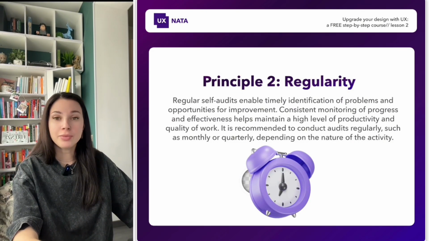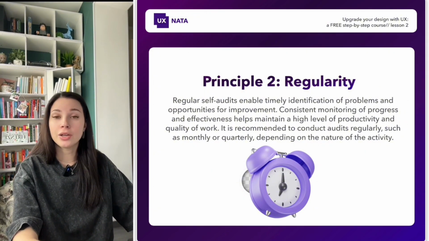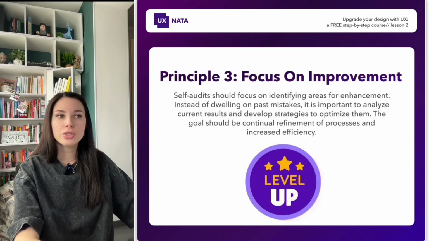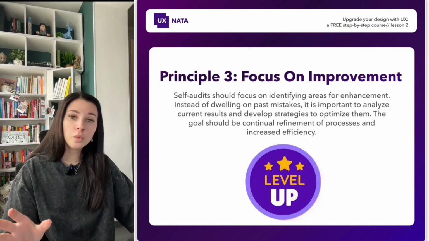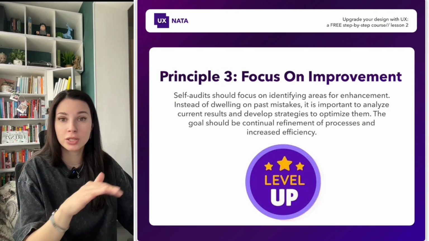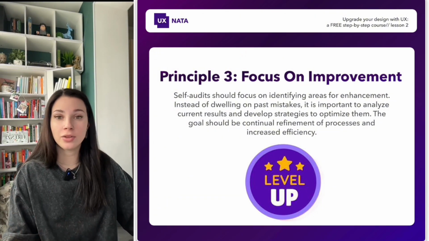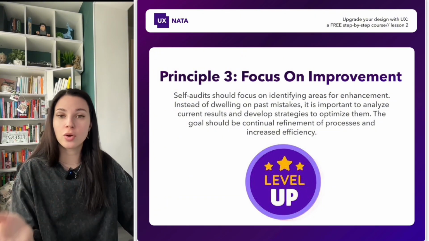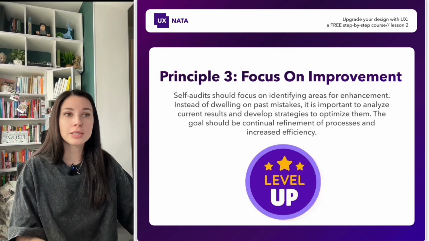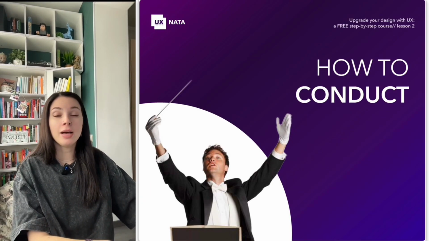Then regularity. It's not a one-time activity. You should do it every, for example, 3-4 months, at least one time a year. Then focus on improvement. Actually, you can always improve something, and it's a good way to monitor competitors, the market, articles, any other things, and of course to talk to your audience, to your people, to understand the direction of your improvement.